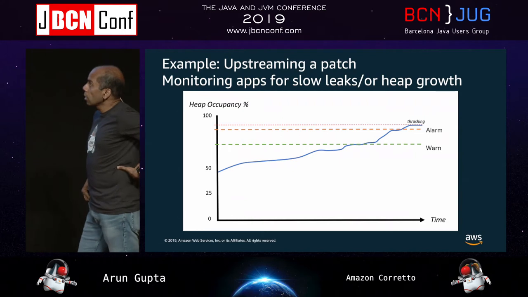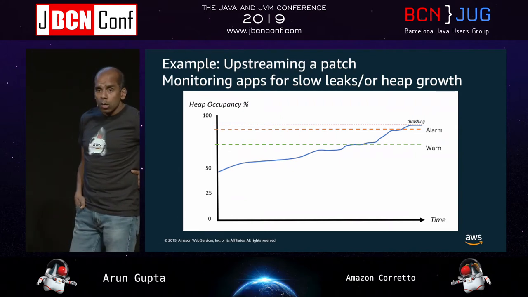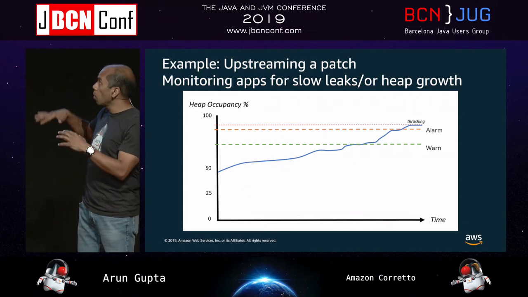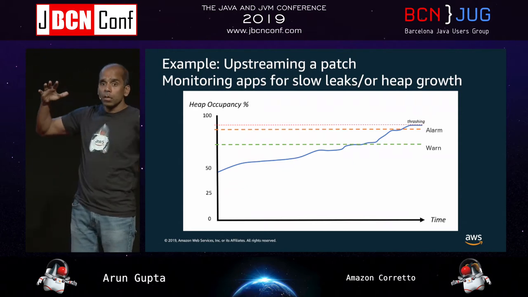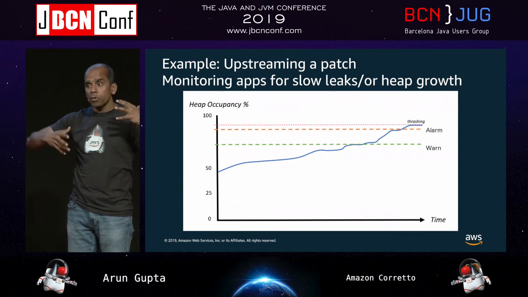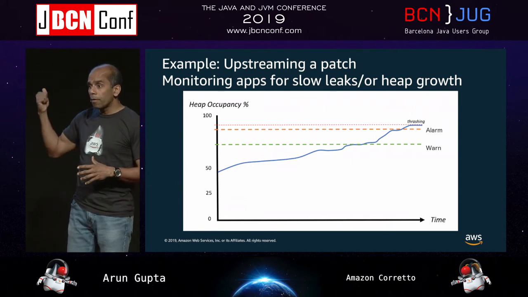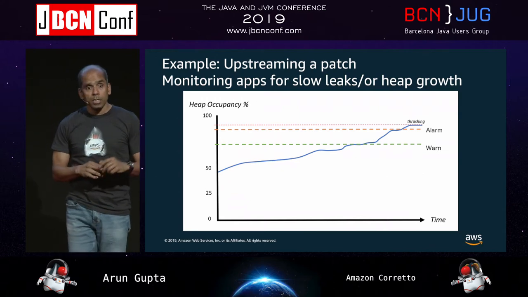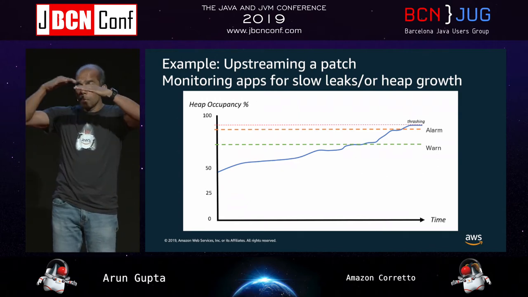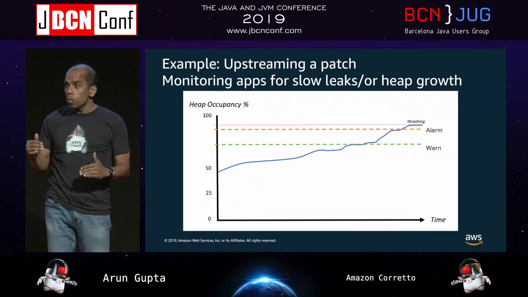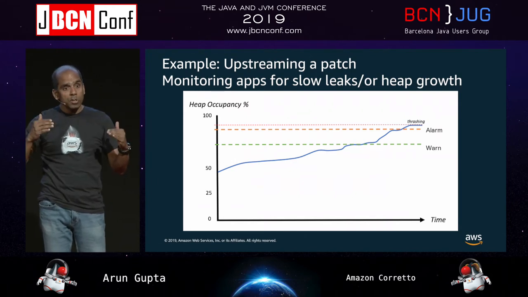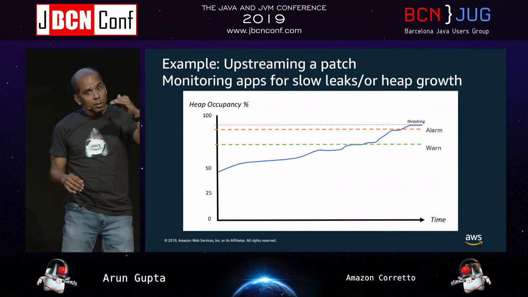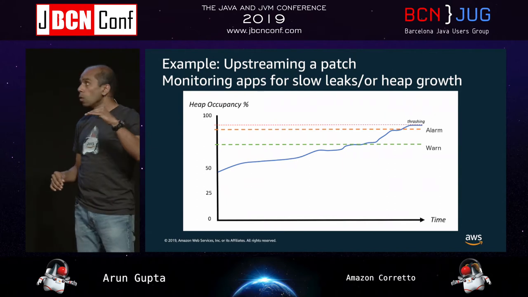Another example which I can highlight is this: because we are running it at scale, what you're seeing here is you're running JDK 8 and you want to see how your heap is growing. We have this observability built into Corretto 8. There are multiple thresholds. We monitor those services inside Amazon as they are running, and if their heap reaches a certain threshold, we give them an alarm.